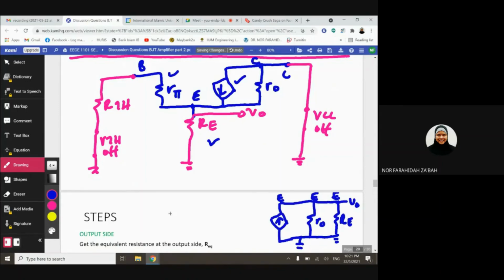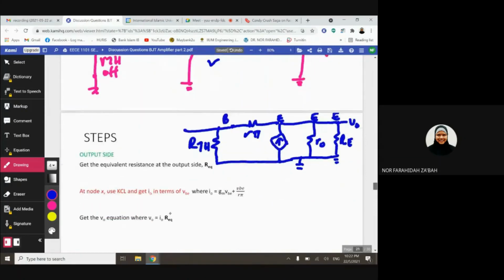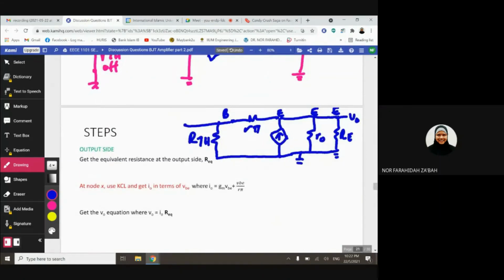And finally, this is between base and E. So I have to put my R pi horizontally, and then you have your RTH, and that will be your ground. So that's the equivalent for your common collector after you rearrange all the components. So then you can do the steps. So I naught is here.